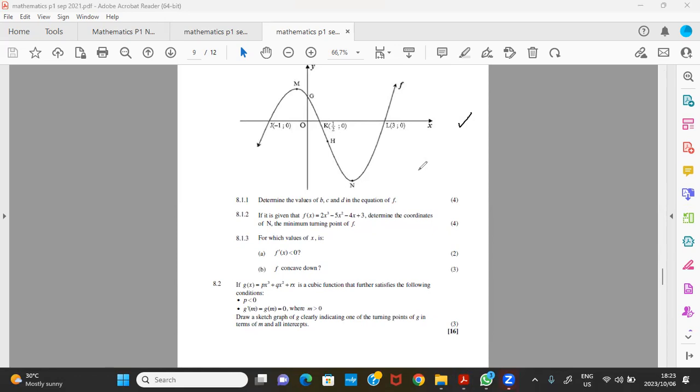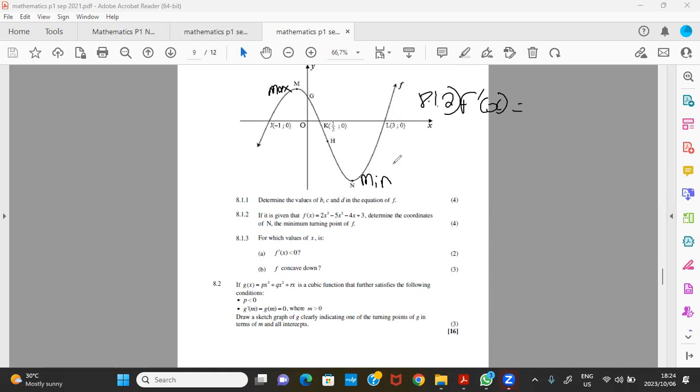Before we even attack it, already we know in terms of turning point, N is my minimum turning point, and then M will be my maximum turning point. Just take that into consideration. Now, 8.1.2. To get our turning point, we must take our first derivative and equate it to 0. So we are just going to do exactly that.